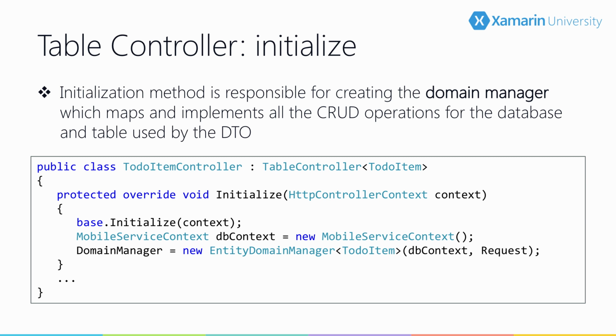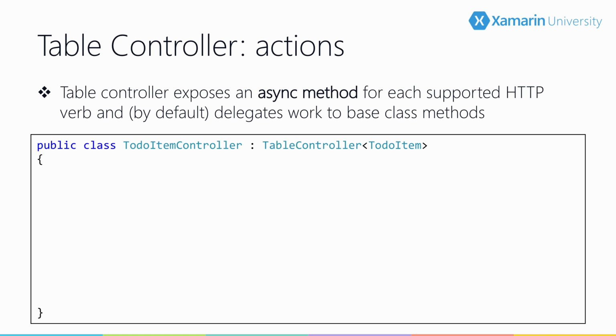The domain managers are primarily intended for mapping the table controller CRUD, create, read, update, and delete, to a backend. Each table controller has its own domain manager. Again, it's going to implement the IDomainManager interface. The IDomainManager maps and implements all the table controller CRUD operations for the backend database. Next, the table controller has a set of HTTP action routes defined.